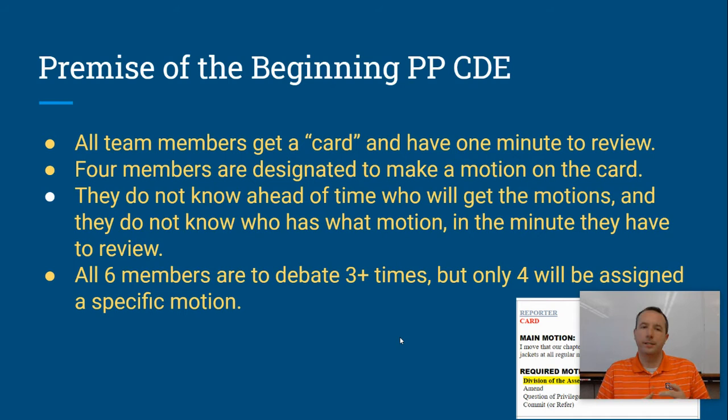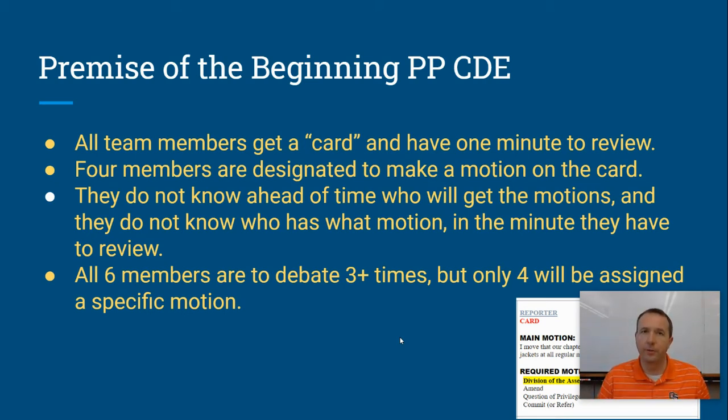So again, premise, they're going to get that card. They'll have a minute to look at it. 4 of your 6 members are going to be designated to make a motion on the card. 2 students on the floor won't. They'll just debate. They don't know, again, who has which. They just know which one they've been assigned to. And they know overall the 4 motions are going to be made, so they know the order they have to go in. All 6 members, for full points, will need to debate at least 3 times.